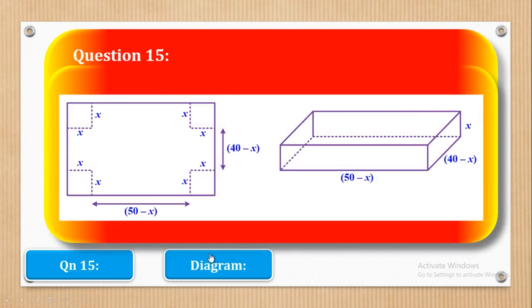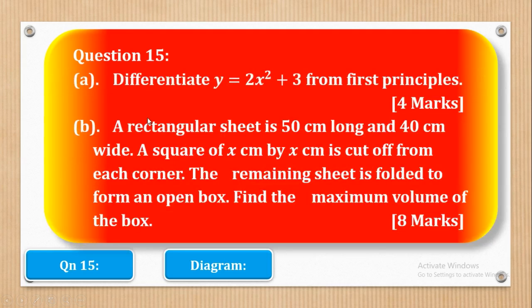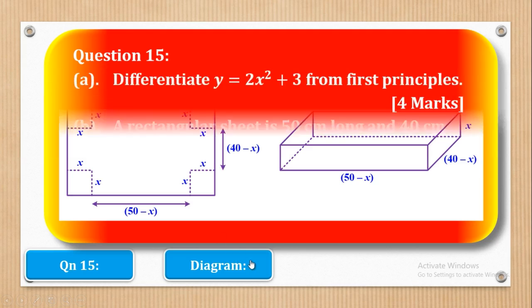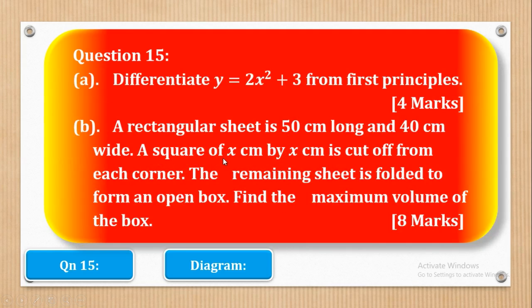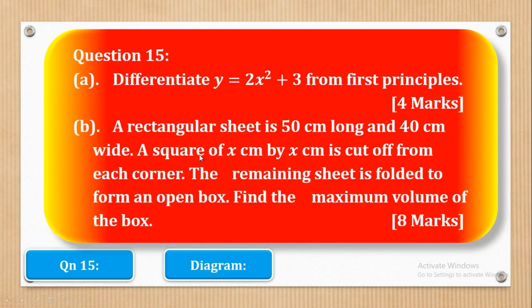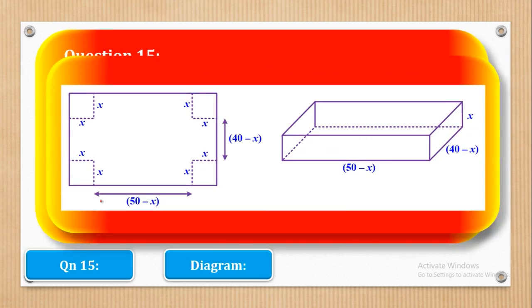So here, the best thing to do is to remember to come up with a sketch first. This was a rectangular sheet with 50 centimeters, 40 centimeters, which is this. So from here to here is 50. But they told us that a square of x centimeters by x centimeters was cut off from each corner. So at each corner, I'll cut off a square of x centimeters by x centimeters. Then they told us the remaining sheet is folded to form an open box. So when you fold it, it means 40 minus 2x, because this x and this x will give you 2x.